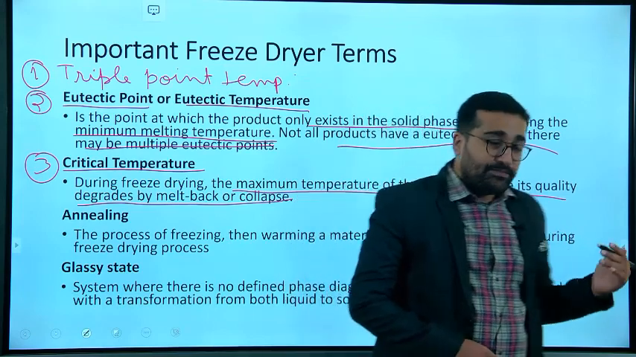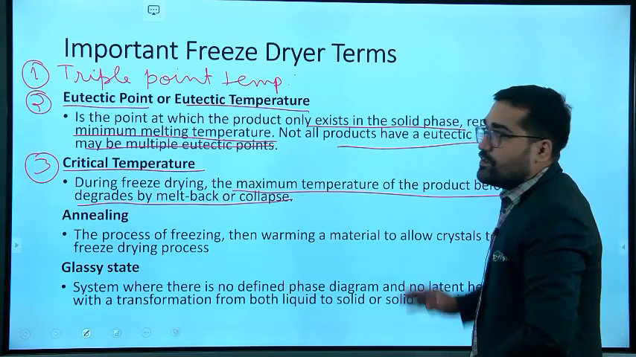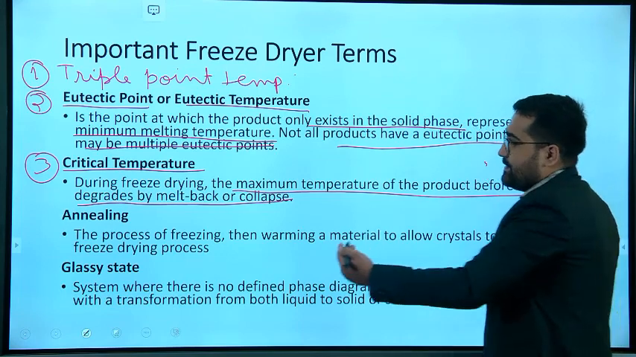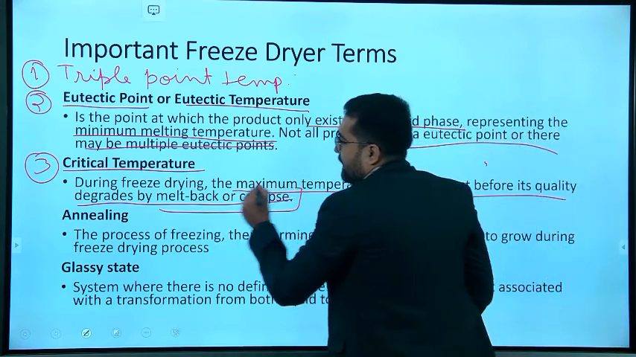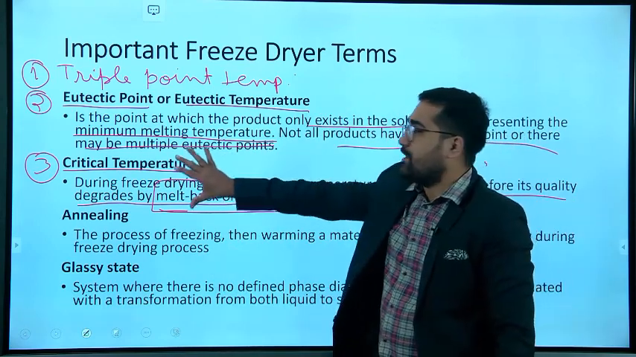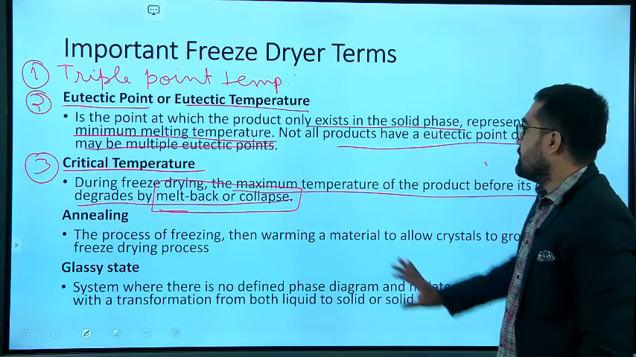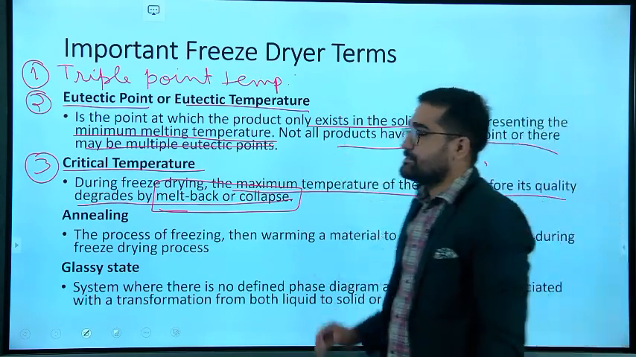So, it is the maximum temperature which we can achieve inside a freeze dryer, which avoids melt back and collapse. After the critical temperature, our product will start melting and it will collapse. So, that is the maximum temperature.